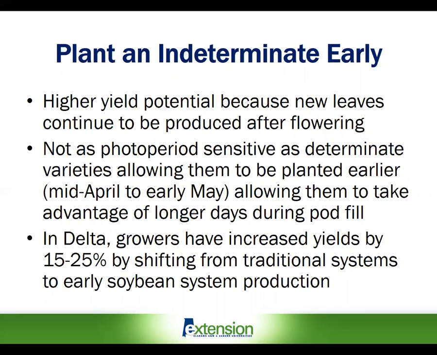Now, most of the time when you get to a mid-group 5, that's the switch over from an indeterminate to a determinate variety. Now, in North Alabama, we've seen growers in the Mississippi Delta, Arkansas, and Mississippi that have used indeterminate varieties and planted them earlier. What they've seen at a similar latitude to ours is a 15 to 25% yield increase by shifting from a traditional system to an early soybean production system.